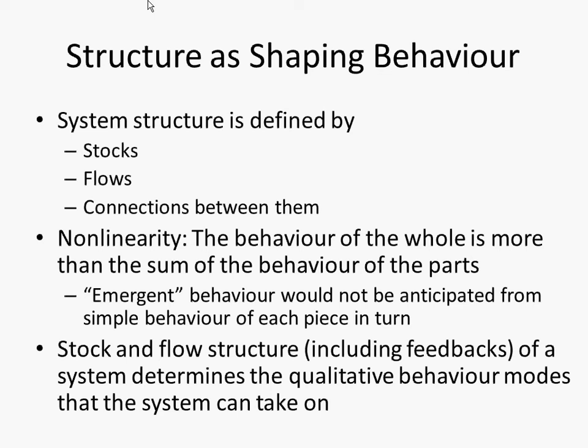If you see an oscillation, that can only come about from certain types of model structures. If you see growth and plateau, or overshoot and collapse, these are all things associated with certain types of structures. And because of the phenomenon of nonlinearity, we could say the behavior of the model as a whole is greater than the sum of the behavior of its parts. You can't just take it apart into each stock or each flow in isolation and expect to analyze the behavior of the model as a whole completely.